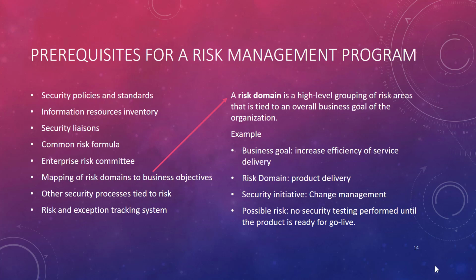You want to be able to map the risk domains into business objectives. So a risk domain is going to be a higher level grouping of risk areas that tie to the overarching strategy. And so, the business goal is efficiency, increase the efficiency of service delivery. Your risk domain is product delivery. That's the business value that is at risk. The security initiative may be change management, and it may be that one of the possible risks could be that there's no security testing performed before a product goes live. That's a terrible risk. Oh, you've got to be doing security testing before something goes live.